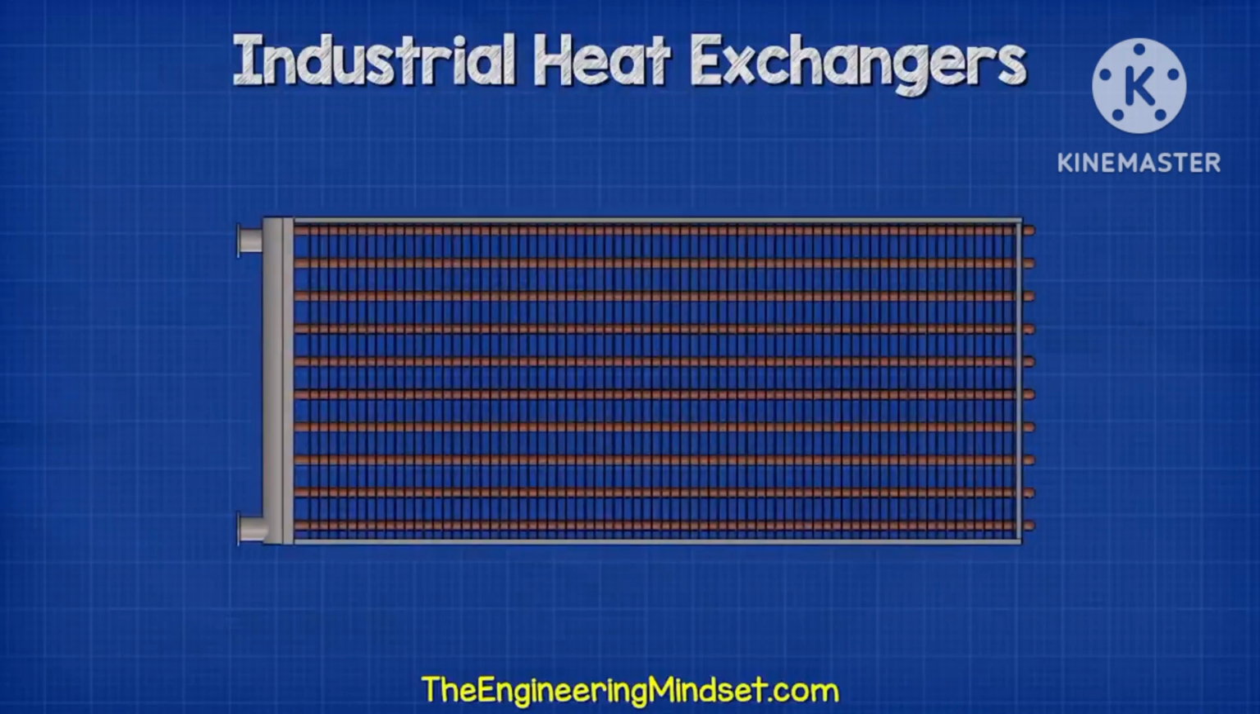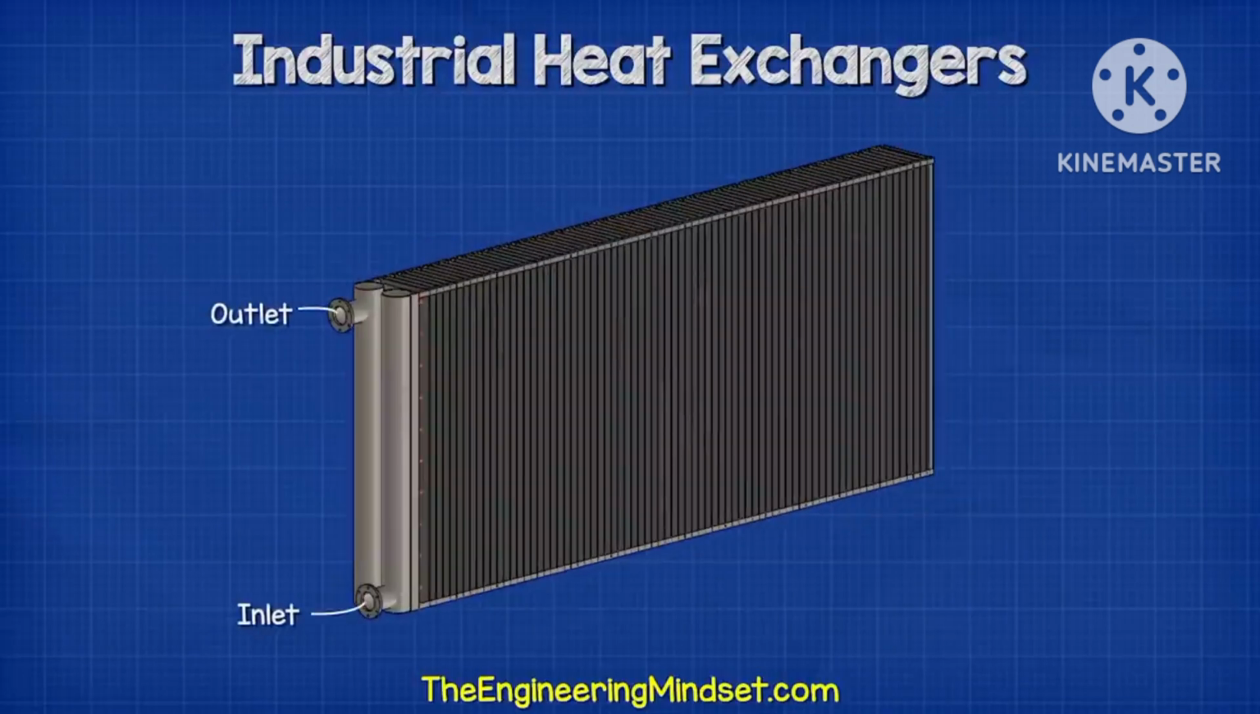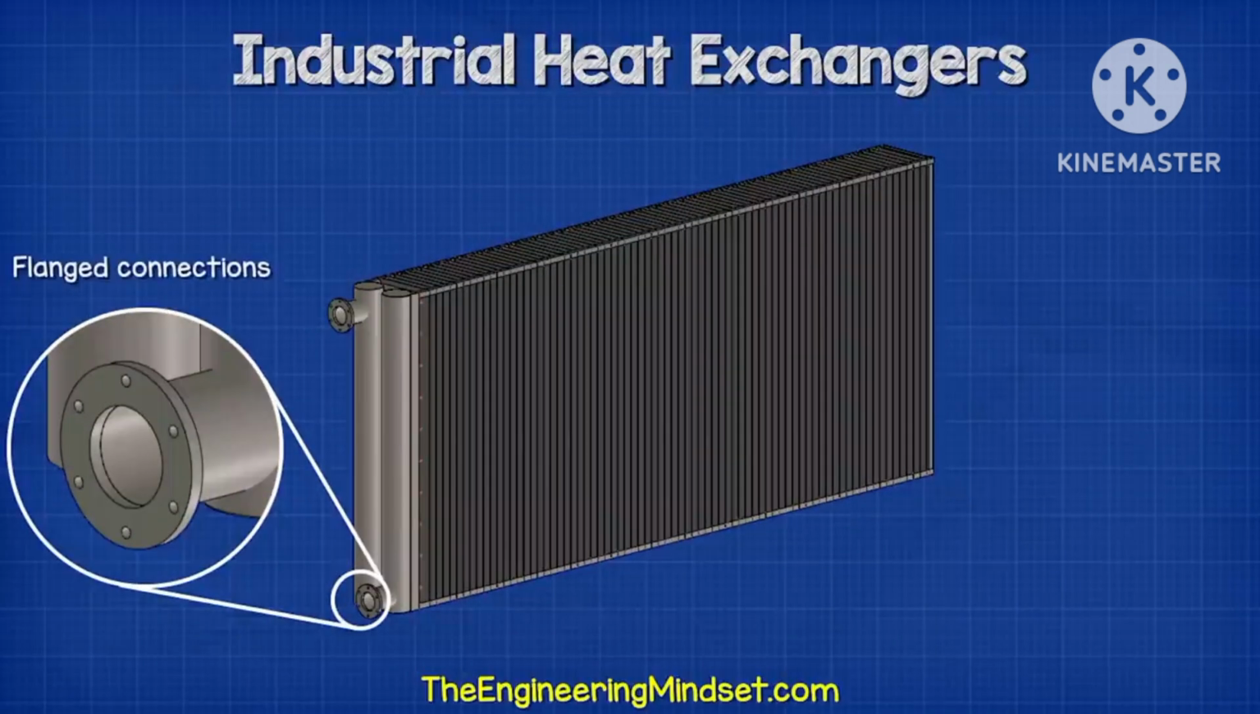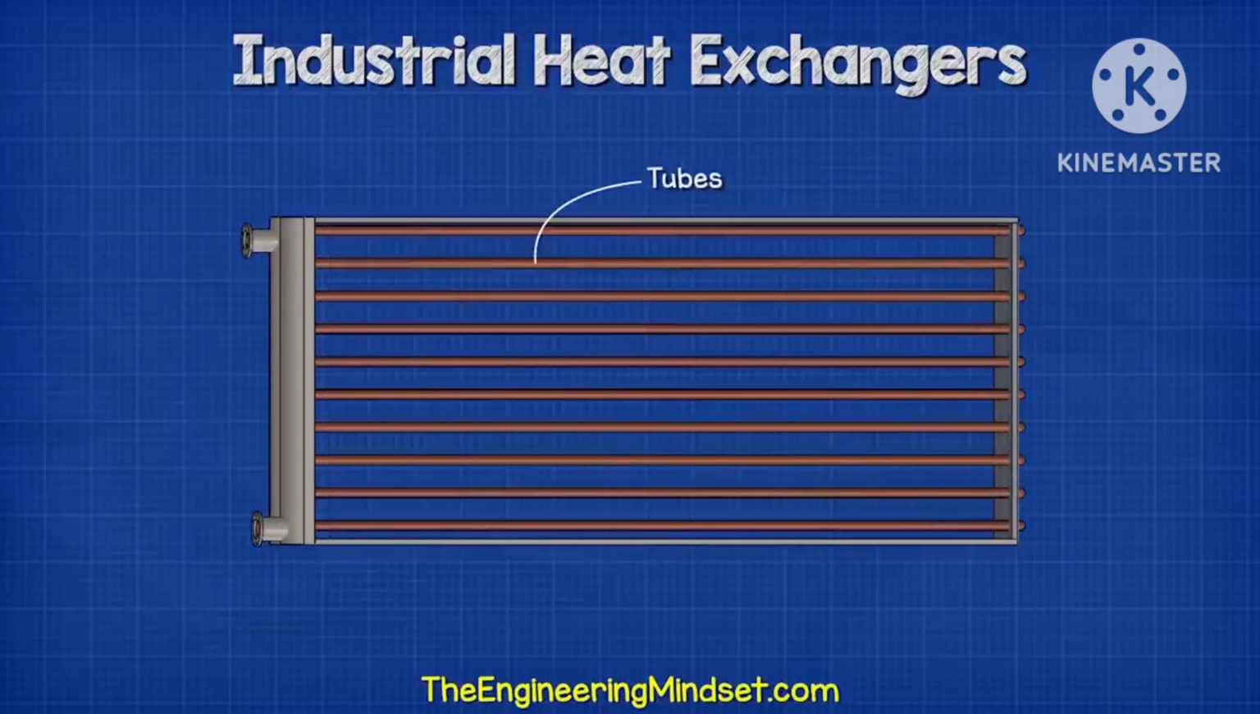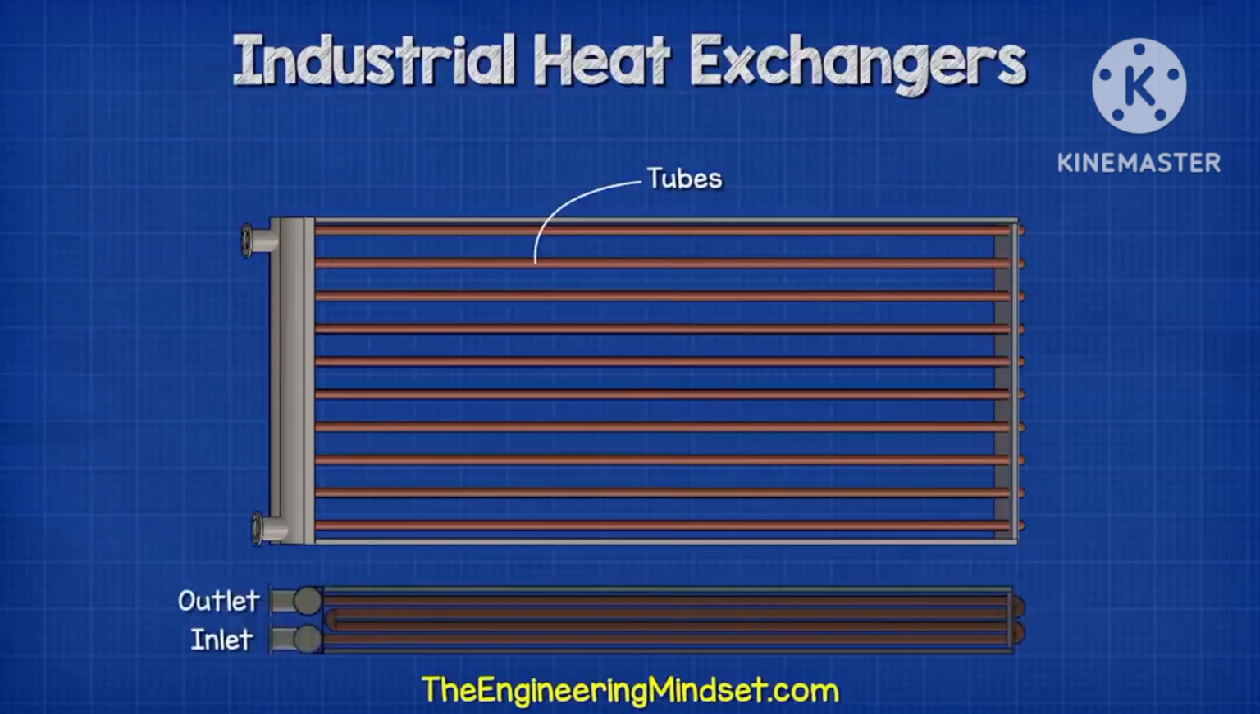A typical thin tube heat exchanger looks something like this. We see there is an inlet and an outlet. These are both usually located on the same end. These connections are typically flanged, but they could be threaded or soldered depending on the application and the pressures of the working fluids. Running between the inlet and the outlet is a tube which will contain and direct one of the working fluids, for example hot water.